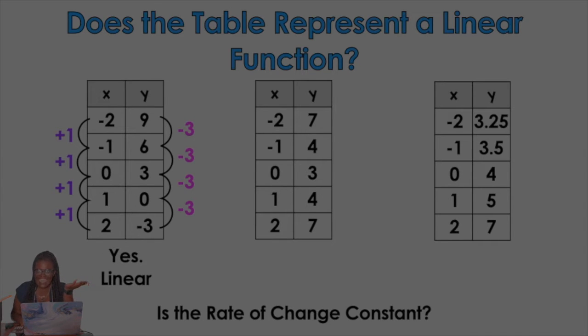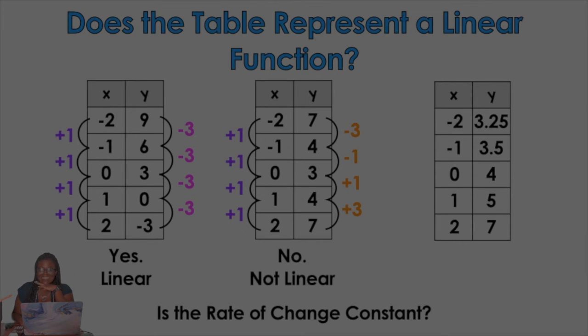It's that easy! Okay, so we'll do the next one. Constant rate of change, right? 1, 1, 1, 1, 1. And then we have -3, -1, +1, +3. Is that constant? No, so it's not linear.